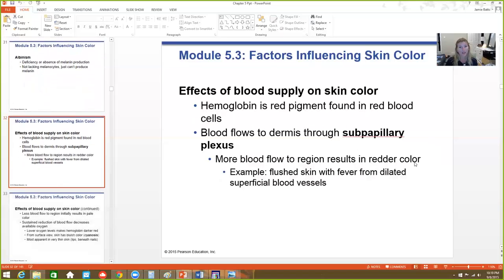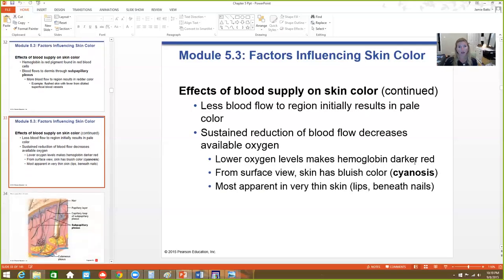As I mentioned, blood supply, hemoglobin has a red color because of the iron and the blood content. So when that blood flows through the papillary plexus, more blood flows to that region, you're going to get a redder or pinkish color to your skin. Less blood flow to a region is going to result in a paler, whitish, or maybe even a blue color. If there's substantial reduction in blood flow, you could have a bluish color, which is called cyanosis.